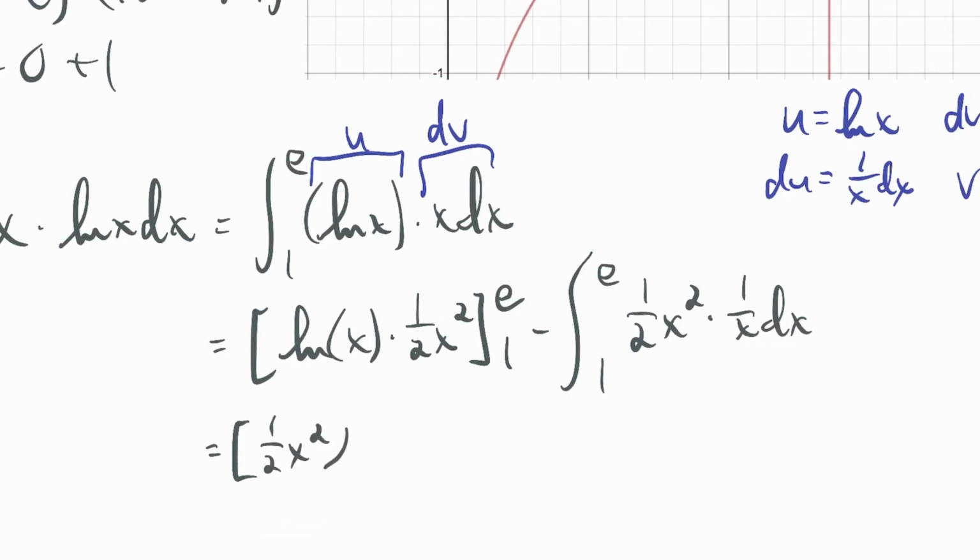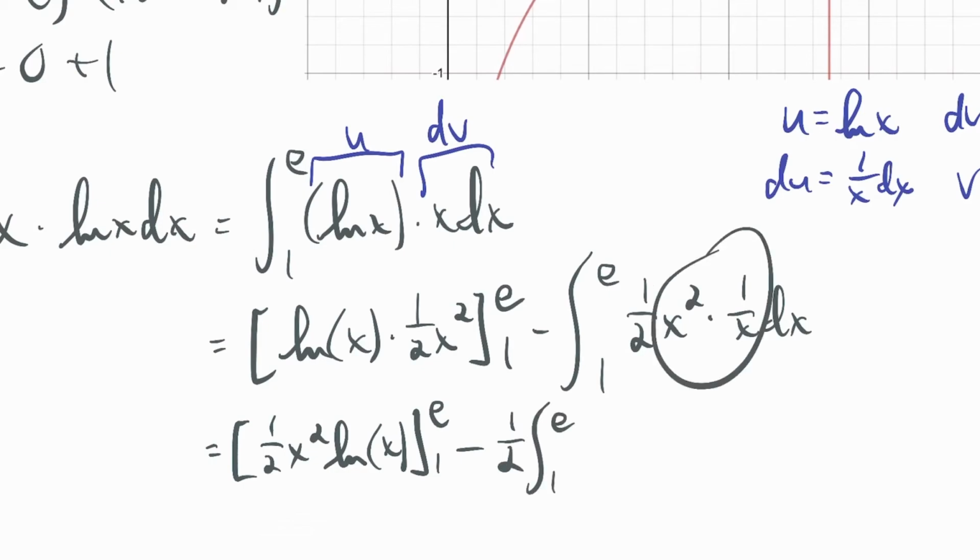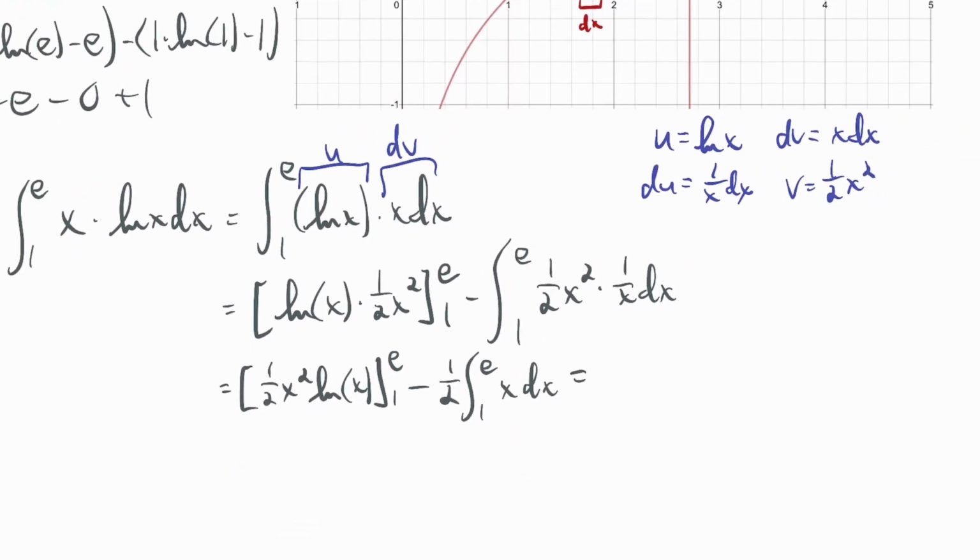So 1/2 x squared ln of x, minus, I'll put the 1/2 out in front, I suppose. So this simplifies just to be x. Okay, so this equals, and I'll leave this as is for now as well. So 1/2 x squared ln of x, evaluated at 1 and at e, minus 1/2 x squared, evaluated at 1 and at e.